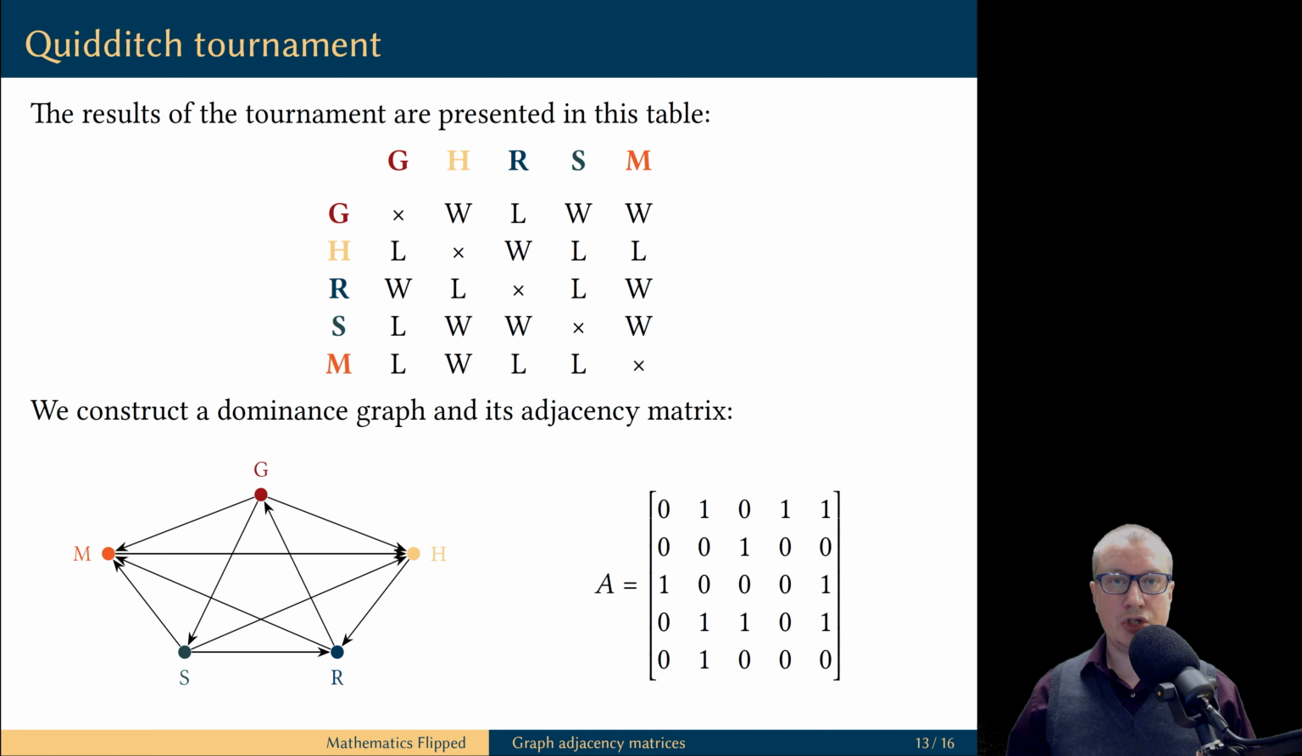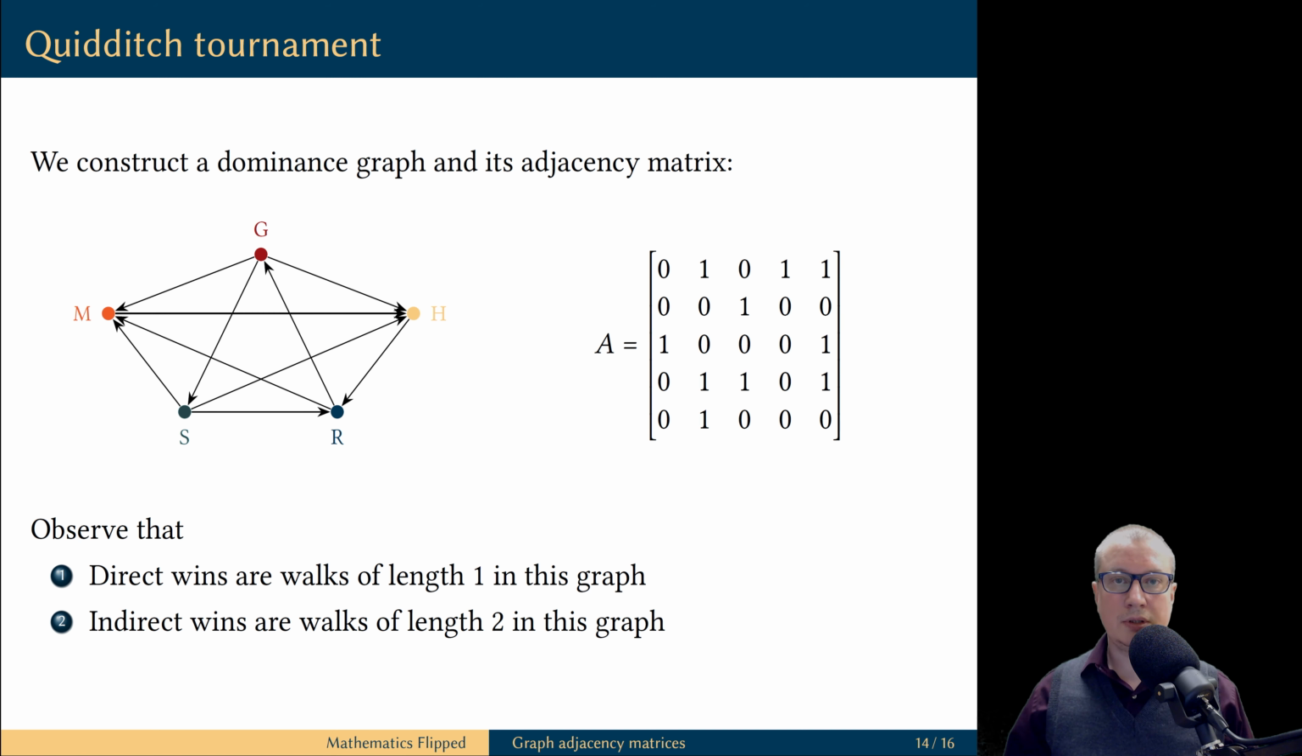Notice that this adjacency matrix can be obtained from the tournament table by replacing every win with a 1 and every loss with a 0. Also, because teams do not play against themselves, the crosses are replaced by zeros. Our goal is to count the number of direct wins and the number of indirect wins for each team. In terms of the graph, the number of direct wins is the number of walks of length 1 that start at the given vertex, and the number of indirect wins for a team is the number of walks of length 2 that start from this vertex.